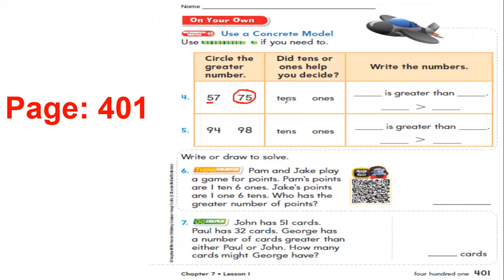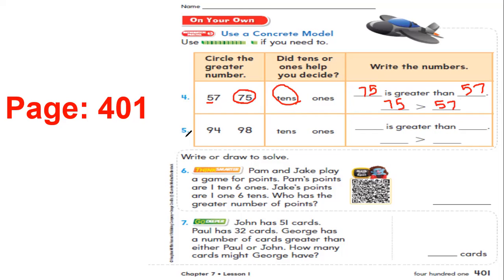So what did we compare? We compared the tens or the ones? Yes, we have to get the first one. So that is the tens. So we are going to write 75 is greater than 57. So the same way, 75 is greater than 57.